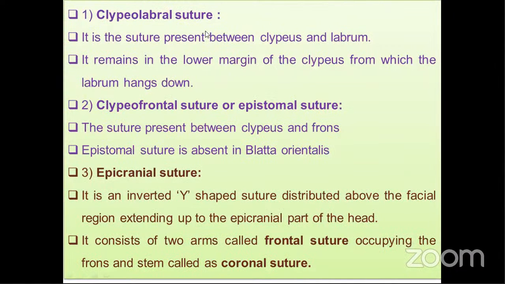So you can see here the clypeolabral suture. It is present in between the clypeus and labrum.